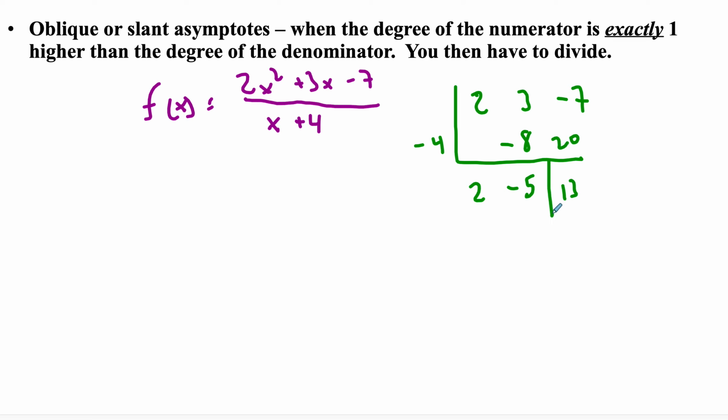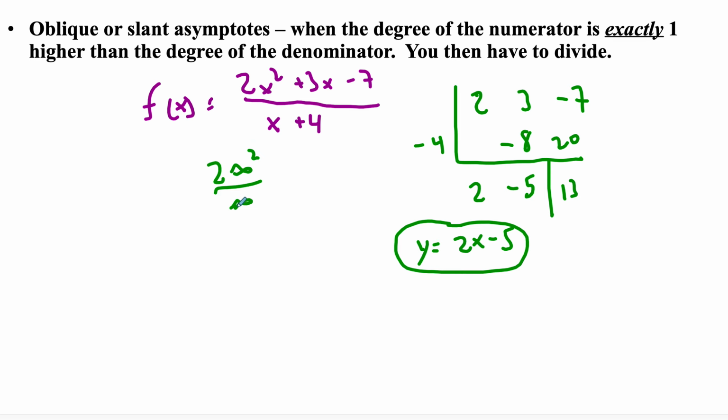So does this go in evenly? No. But I do know that what's left is a 2x minus 5 in the end. So what happens is this, without the remainder, is what this graph tends towards long term. So if we think about this as 2 times infinity squared over infinity, right?